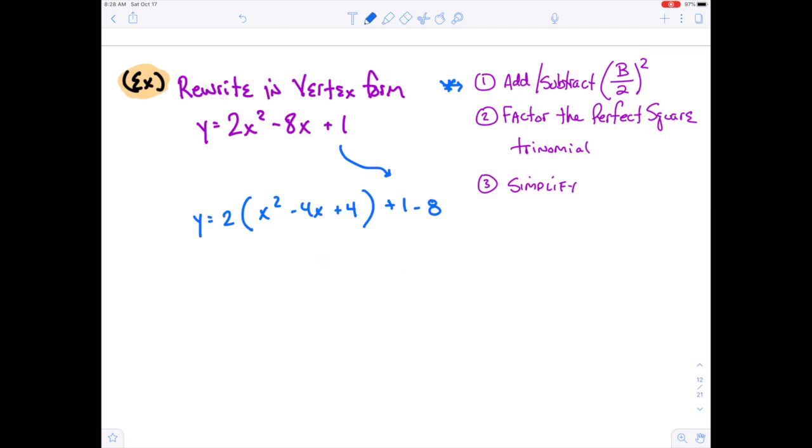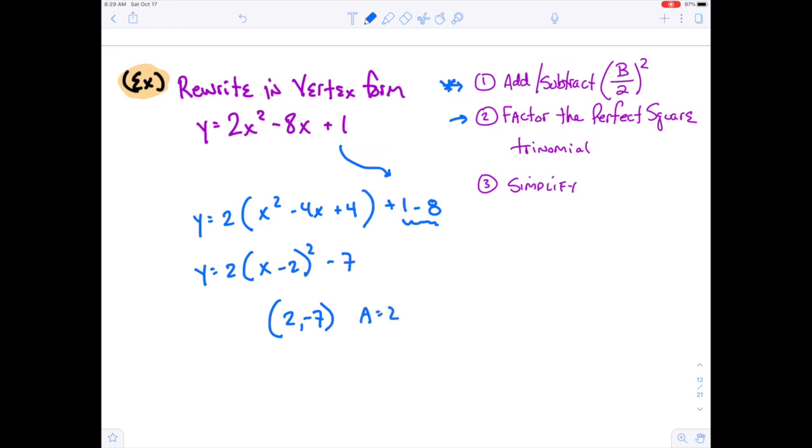Now here we go. Next step, factor the perfect square trinomial. So y is 2, and this is going to be (x minus 2) squared. And while I'm here, I'm going to go ahead and clean this up. That's kind of like the simplify piece. Minus 7, and we're done. There's vertex form. Right? My vertex is (2, negative 7). My a value is 2, and I could go ahead and graph the quadratic from there.